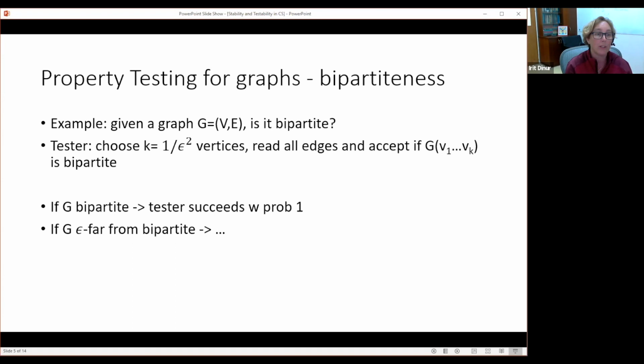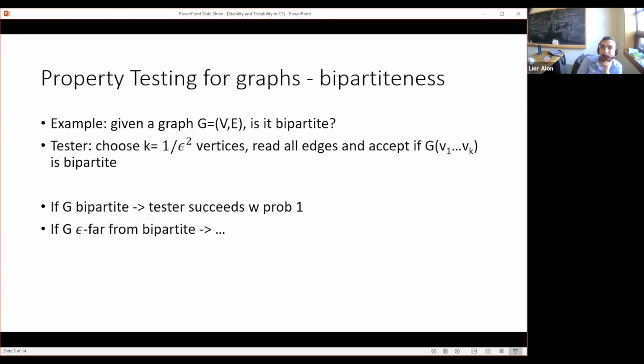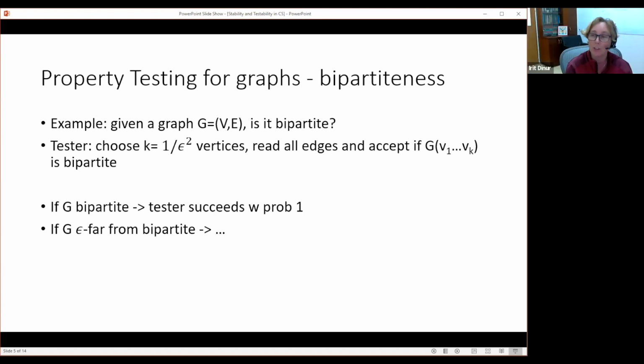Okay, so the interesting question here is what happens if your graph is not bipartite? And notice here that the epsilon suddenly appears, because I'm not interested in what happens if the graph only has one edge preventing it from being bipartite. The interesting situation is when the graph is really far. What does it mean to be epsilon far? It means you need to change epsilon times n squared edges to make it bipartite.